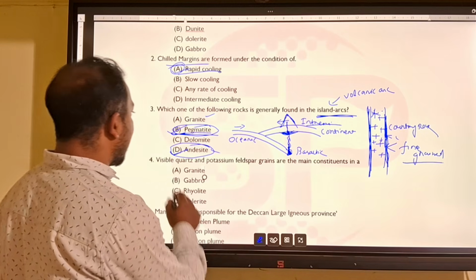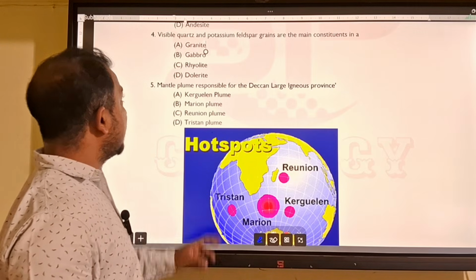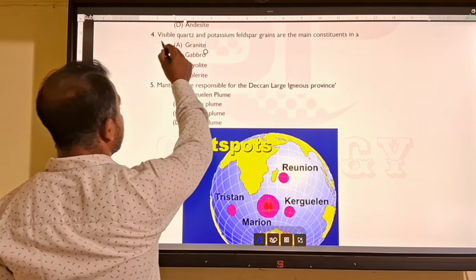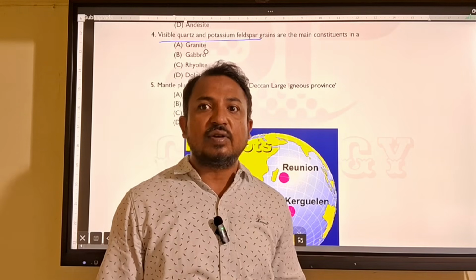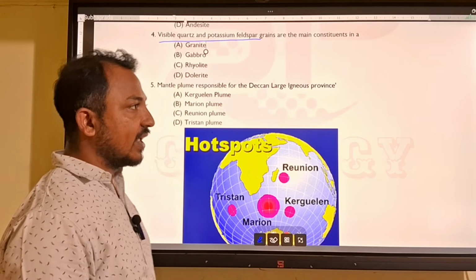So our answer will be andesite. So next question, it is given a visible quartz potassium feldspar. Visible quartz potassium feldspar means you have phaneric grain. You can see in your naked eye. The grains can be seen on naked eye.